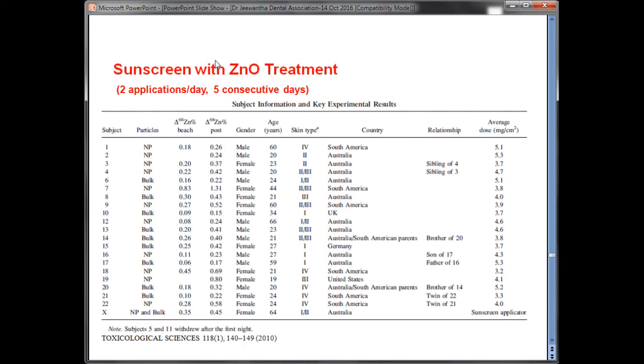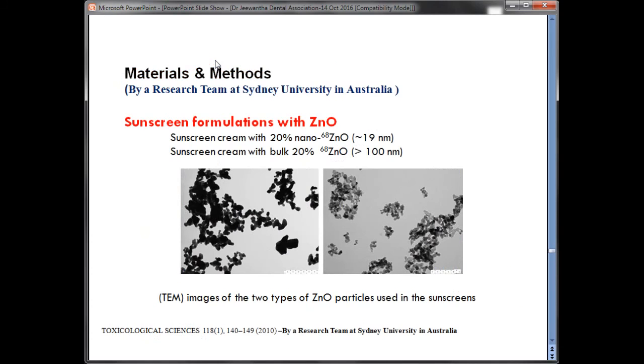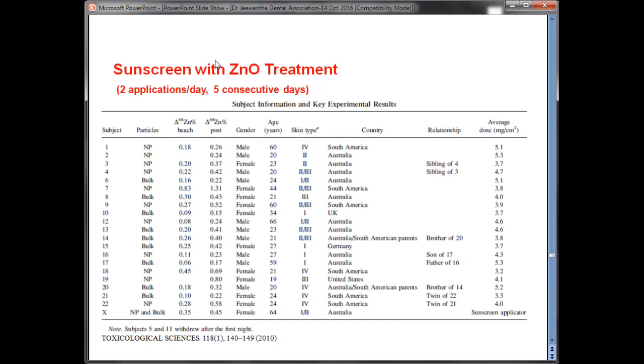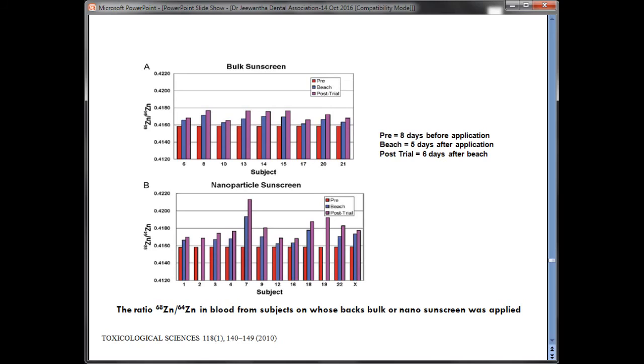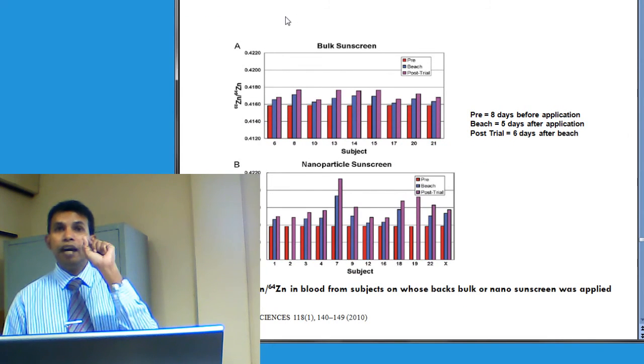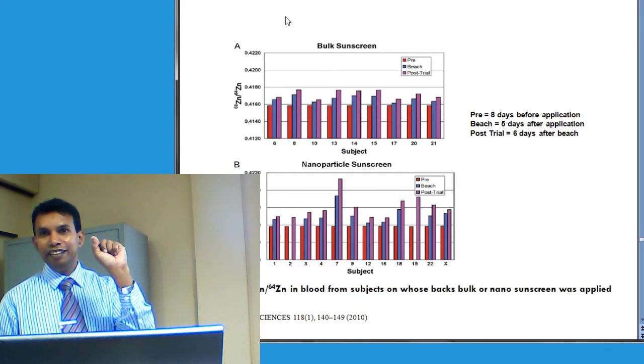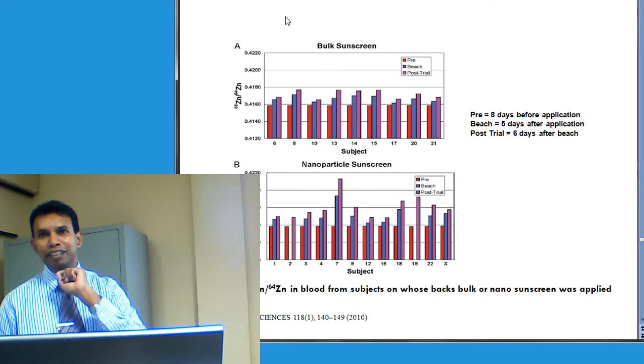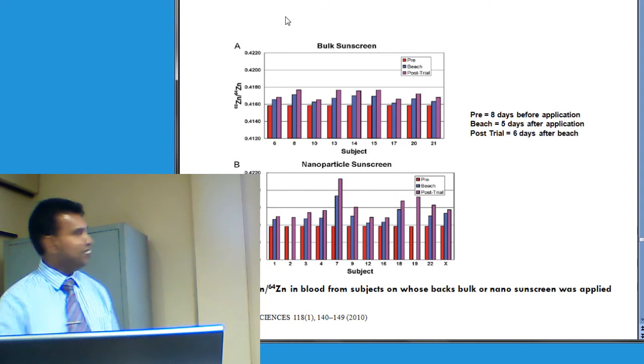You could do this in the USA. This happened, so where was it done? This is the research team from Sydney University in Australia. This was published in Toxicological Sciences in 2010. This is a top class article, and thereafter they collected blood and urine samples before applying the administration, and then after, and a couple of days after, and they checked whether you have a high level of zinc oxide in your blood or urine sample. Yes, they found it. That is the issue. They found it.